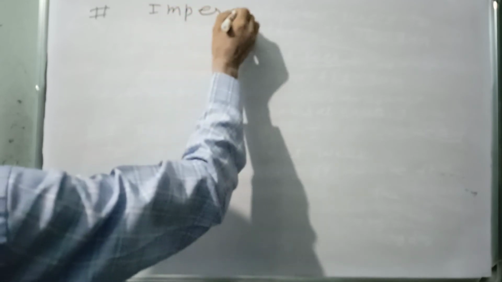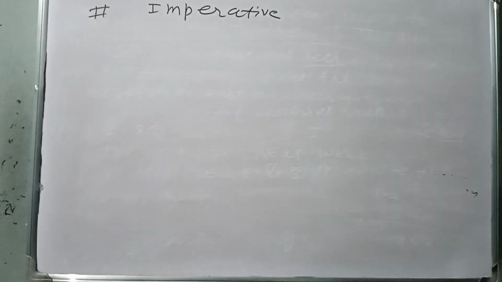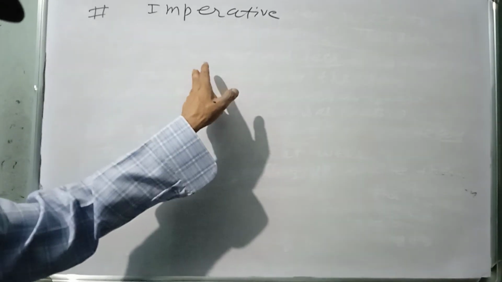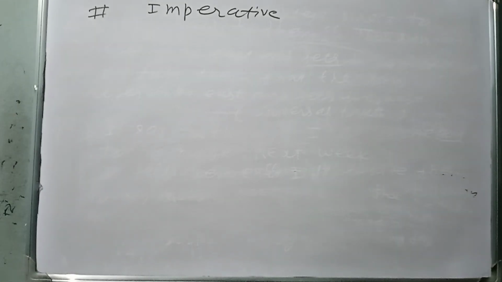Tomorrow, next time, I'll write some sentences about imperative sentences. Next time, imperative and interrogative sentences, some examples with smart learning, smart rules will be learned. Next time, this was for today.